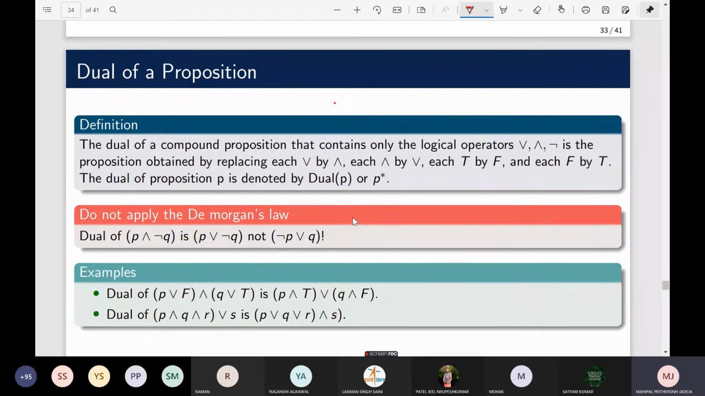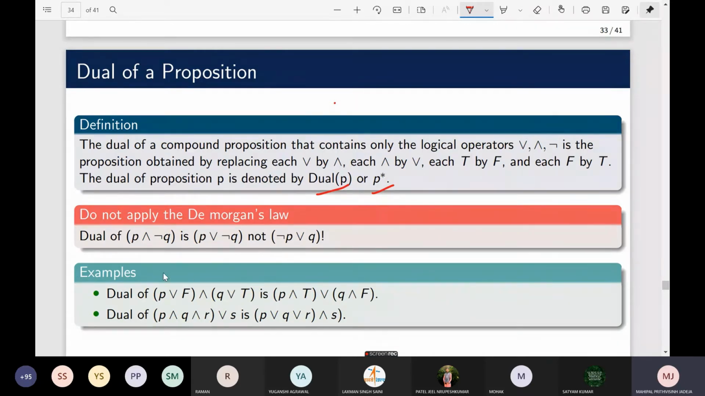So, the notation for the dual is nothing but dual of the underlying proposition. Let's say the proposition is P, then we'll say dual of P, or we'll say P star. Okay, so now if we compare dual with De Morgan's law, then as you can notice, these two notions are entirely different.